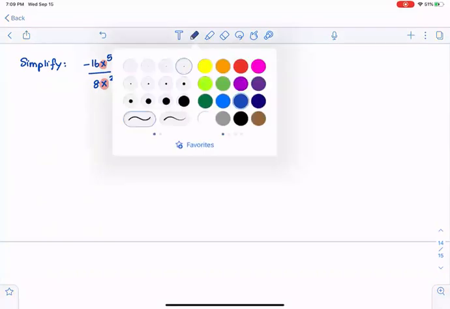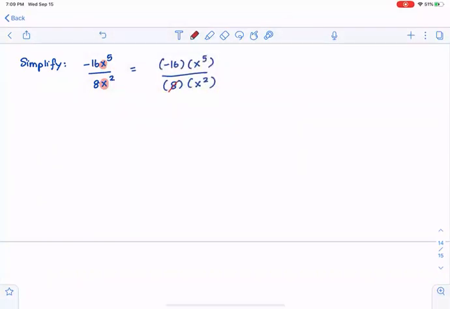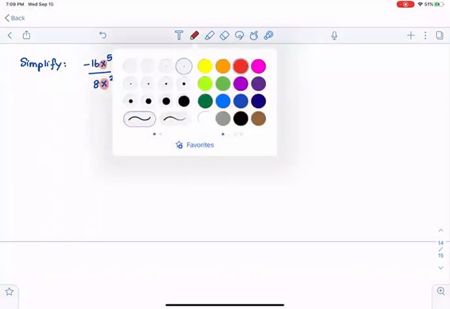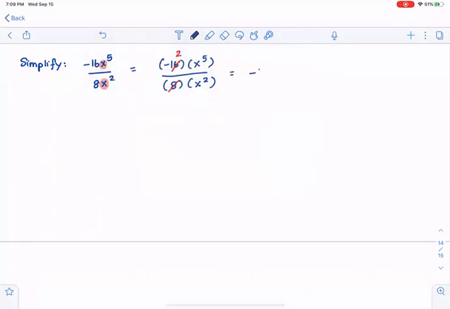So the 8 and the 2 will get cancelled. So we will have -2 x raised 5 over x squared. The quotient rule says if the bases are identical, x, then we subtract the powers. So 2x raised numerator power minus denominator power. So we have -2x cubed.